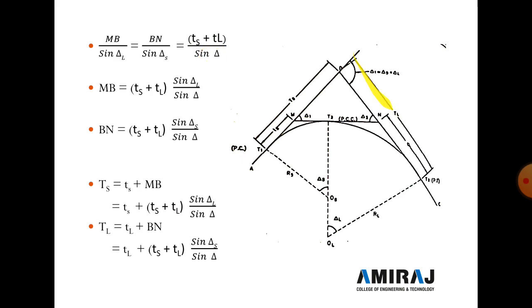Similarly, we find the value of BN, which is equal to (ts plus tl) sine delta S divided by sine delta. Now TS, the total tangent length, is ts plus MB, so we put the value of MB here. Then TL is small tl plus BN, this distance, and the BN value we already found here. So TL is tl plus (ts plus tl) sine delta S divided by sine delta.